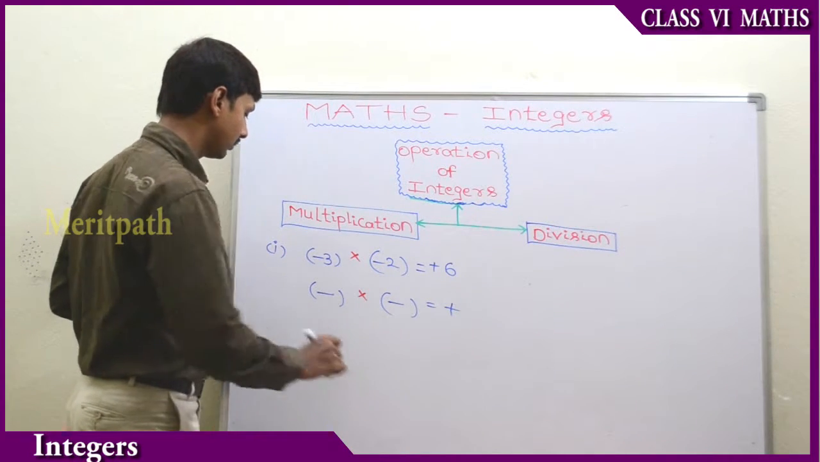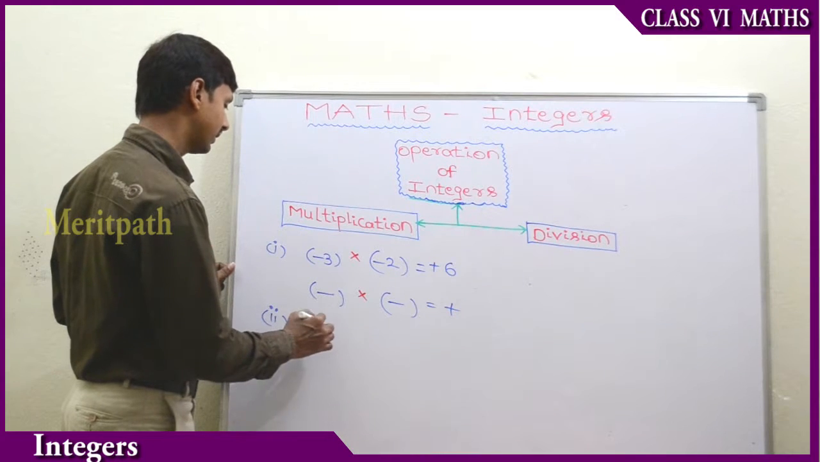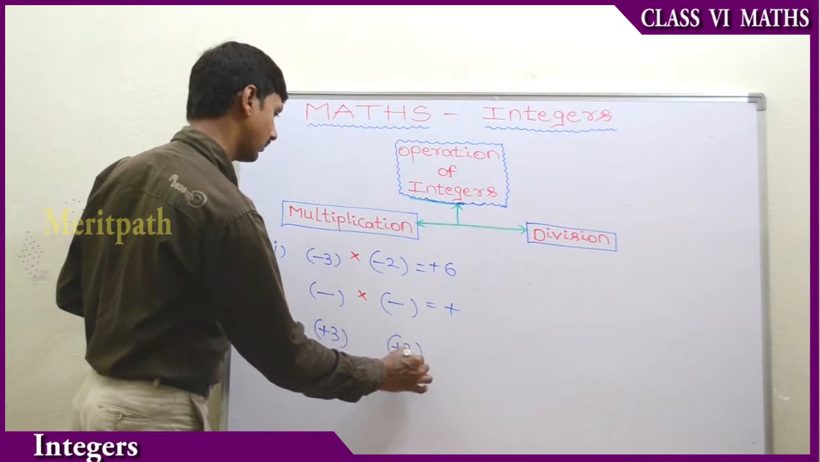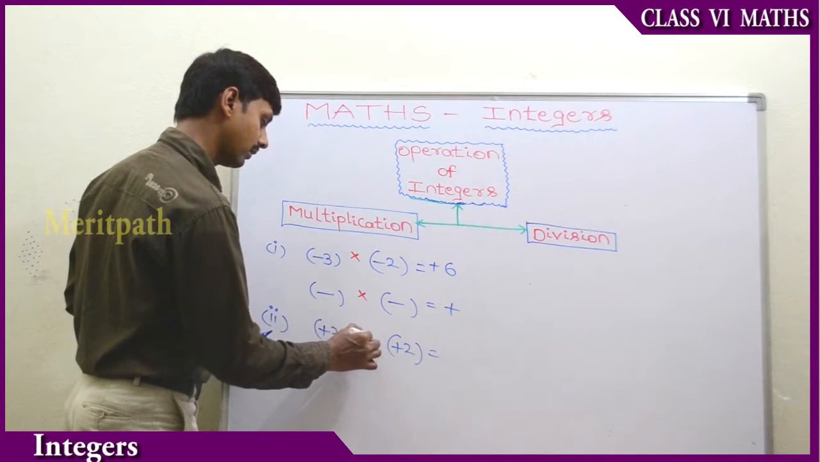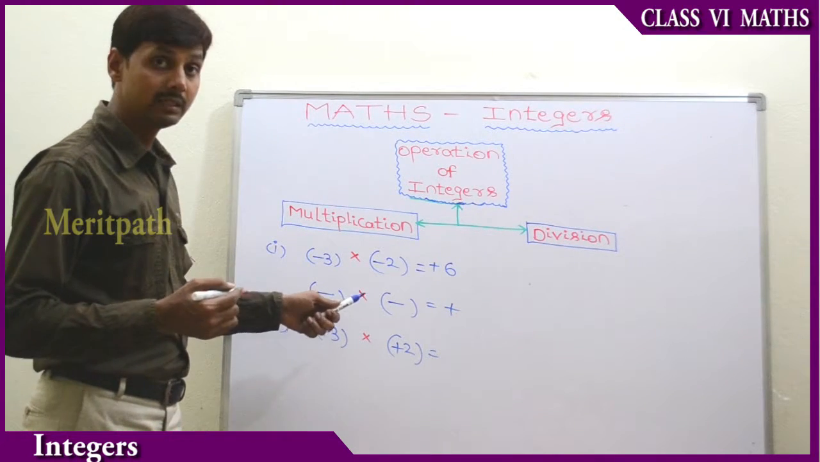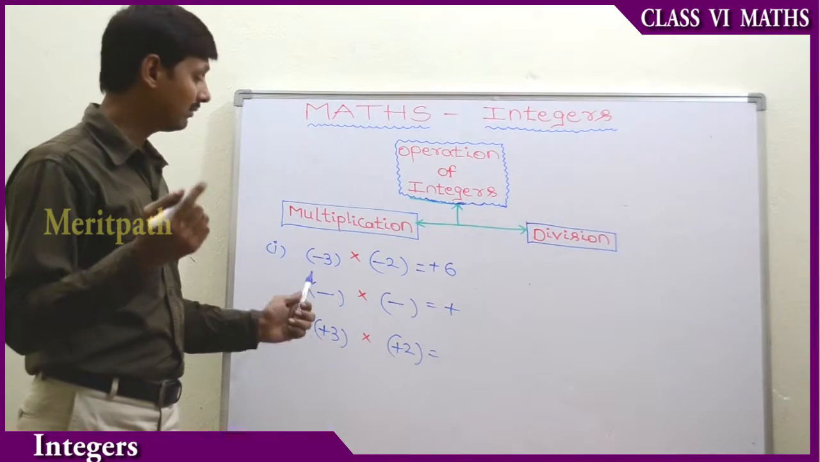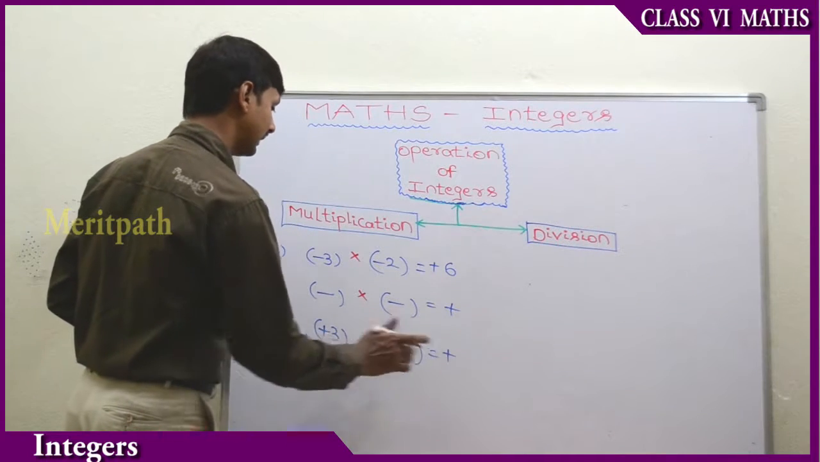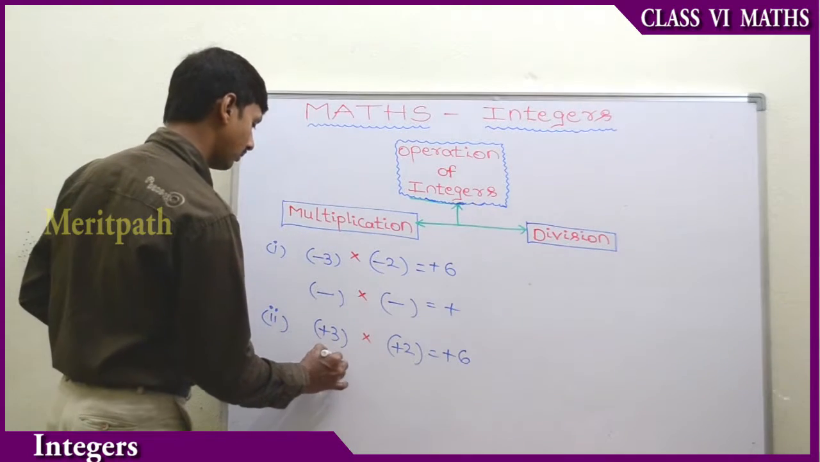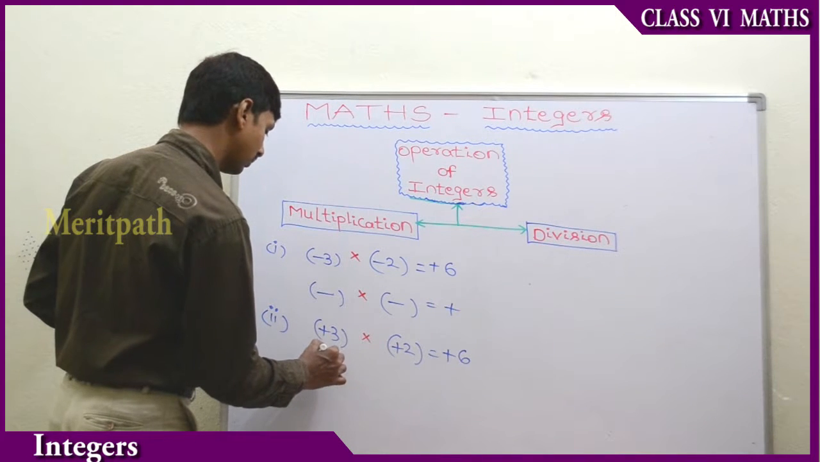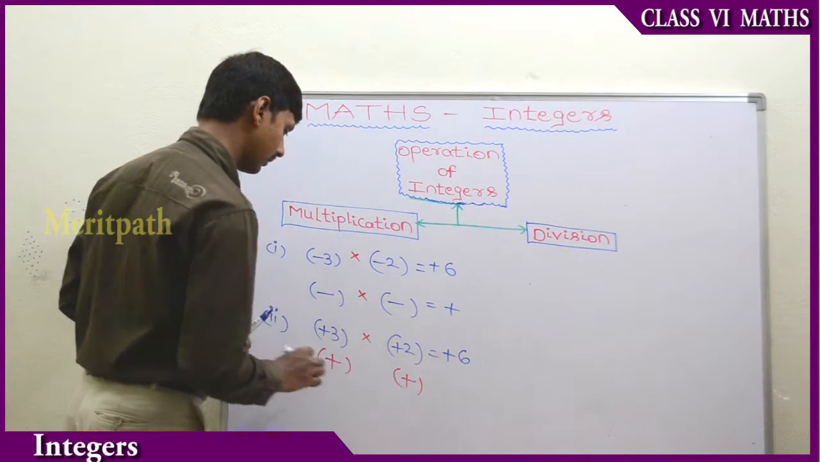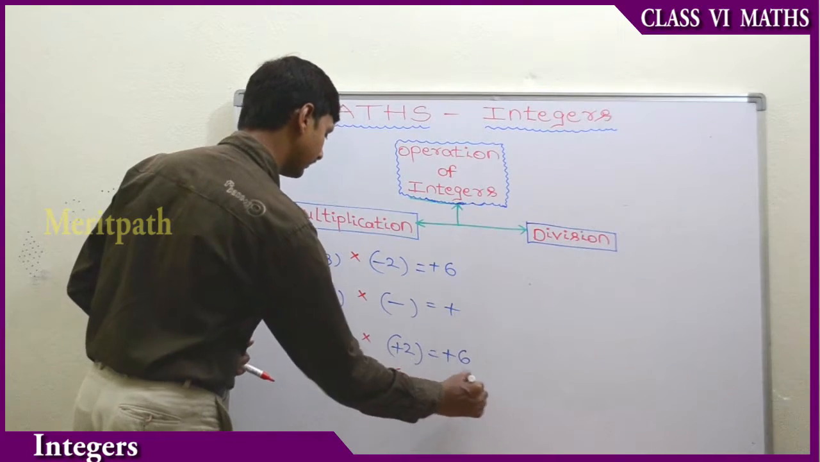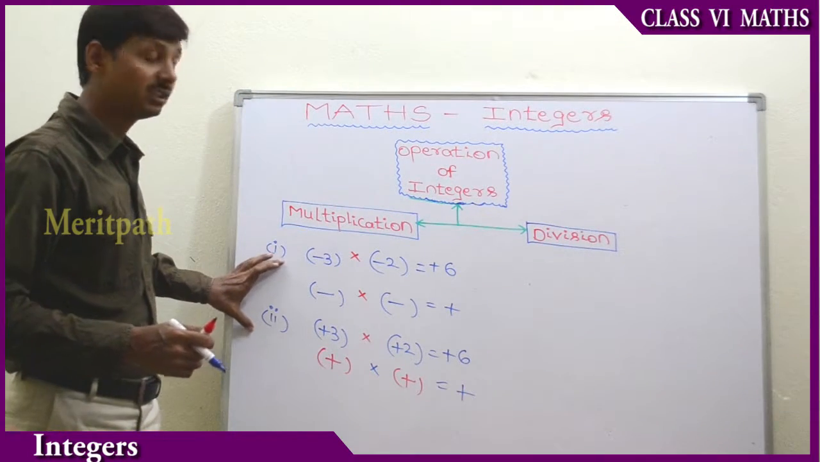So if we take two positive integers, for example, plus 3 into plus 2, then what we have discussed earlier, the two numbers having the same sign, minus minus, will give plus. In a similar manner, we'll get the plus symbol here. 3 2s are 6, and the plus symbol, plus into plus. Plus is multiplied with plus, so we'll get the result of plus only. So this is the second operation we have done.